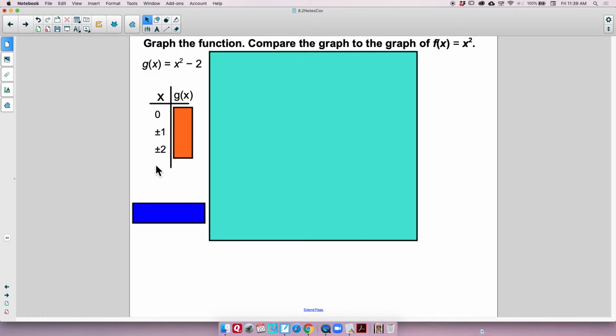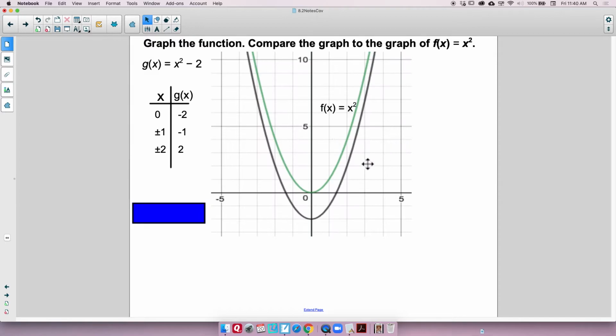Okay. So let's try graphing this one and then comparing it to your parent function, f of x equals x squared. So think about what it should be. I've given you the numbers to plug in. So go ahead and plug those in, give it a shot, and come back. Okay. Hopefully you had -2, -1, and 2. Graph those 5 points. Draw your curve as carefully as you can. And you should have gotten what's in black here. The green was our parent function.